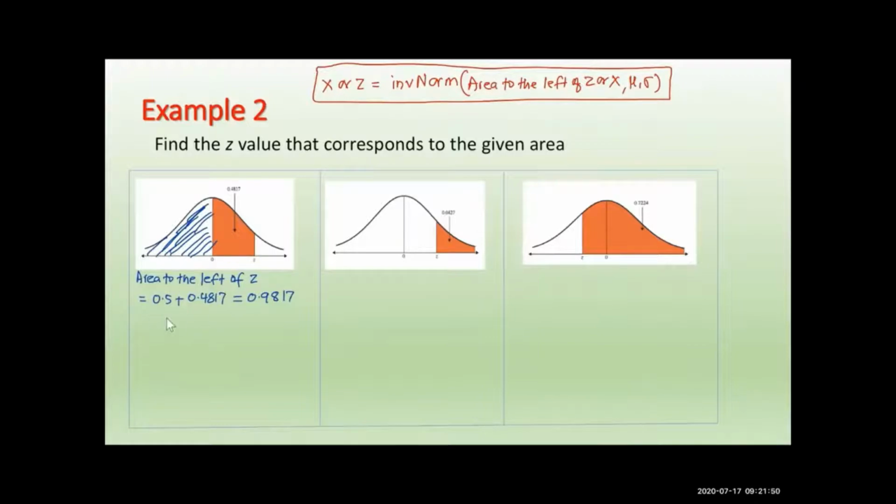So after we have this, we use this command here. We need the z value. So z is equal to inverse normal. Make sure you write this down. The area we got, 0.9817. Mean is 0. Standard deviation is 1. Now we need to type this in our calculator. So I'm going to share my calculator here.